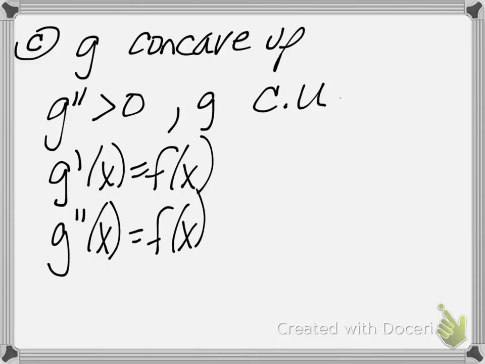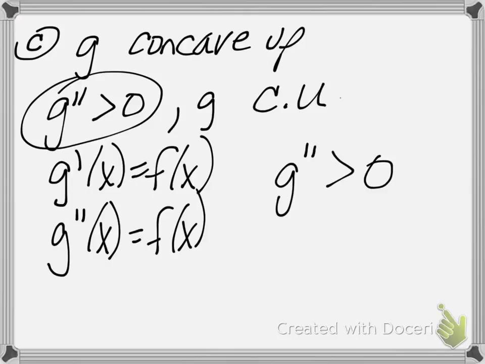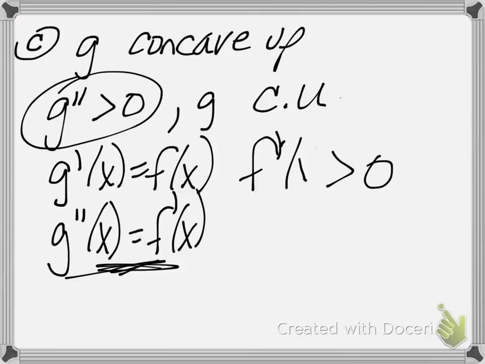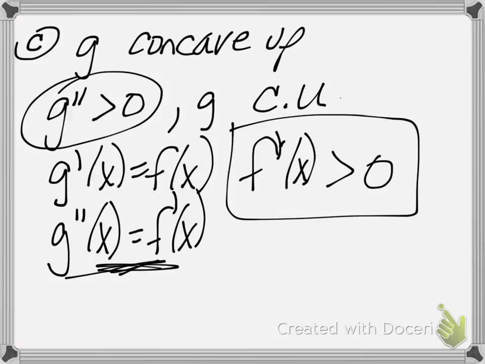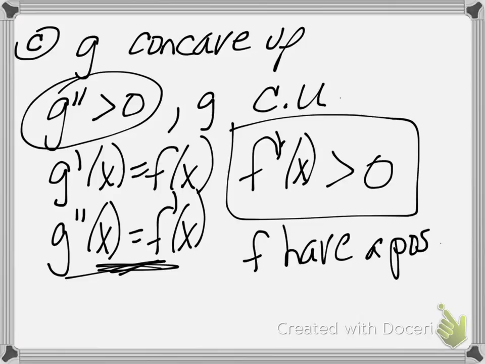Okay, so we wanted to know when is G double prime greater than 0. So I'm just going to rewrite that so you can see how I do the substitution. G double prime is equal to f prime of x. So the real question is, when is f prime greater than 0? So, in other words, when does f have a positive slope? Okay, well, wouldn't that happen when f is increasing?